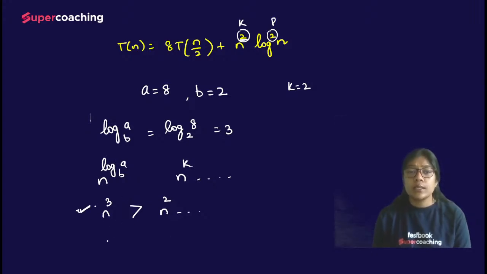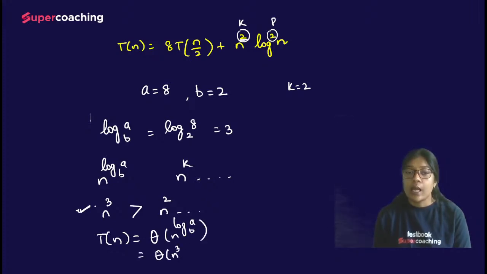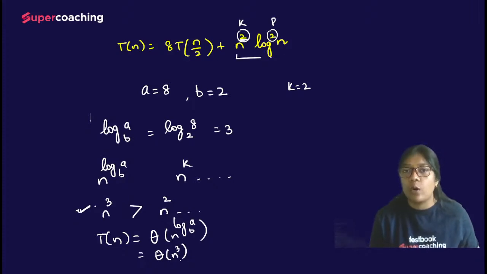So we'll be returning the time complexity as theta of n raised to power log a with the base b. So in this case it is coming out to be cube. Here you do not need to consider the value of log because it is independent of f of n.